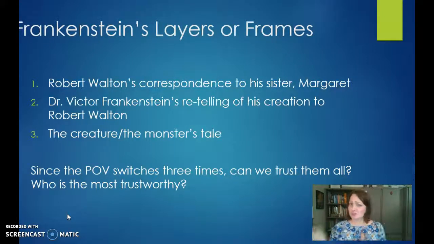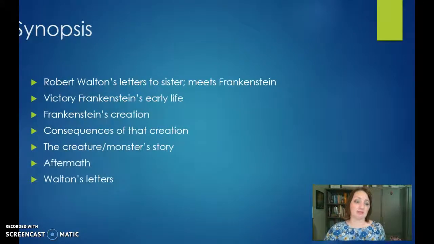The point of view switches many times, and therefore, who do we trust? Just like the game of telephone, when you hear it second, third, fourth hand, the story tends to not be completely accurate, so some of the tale and its retelling might be embellished.